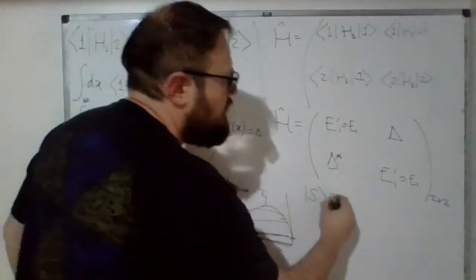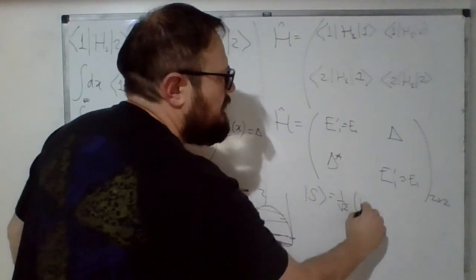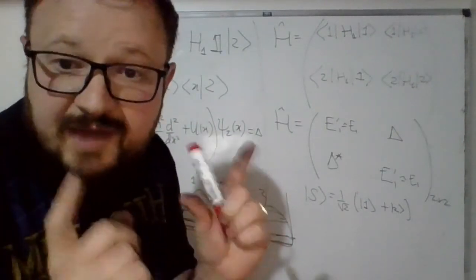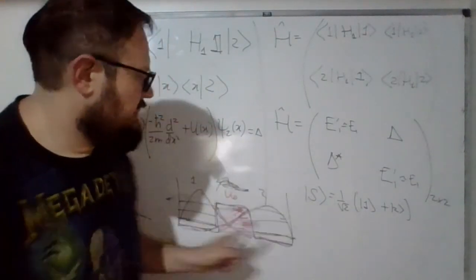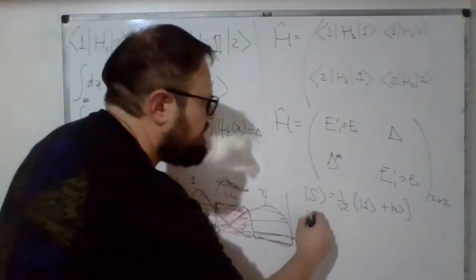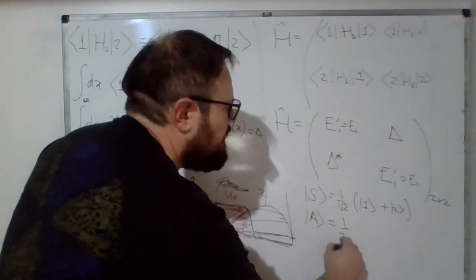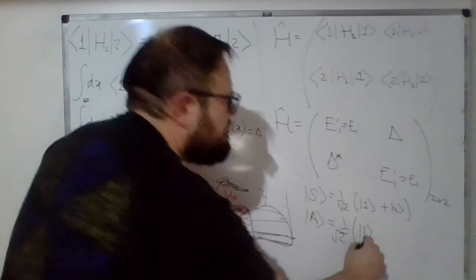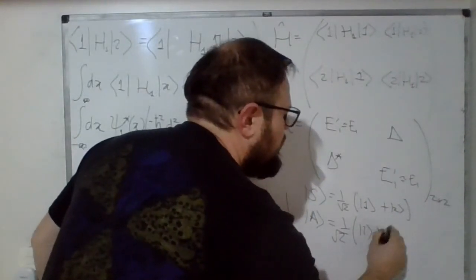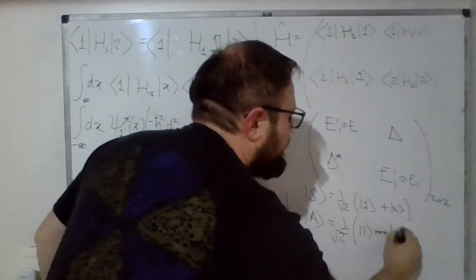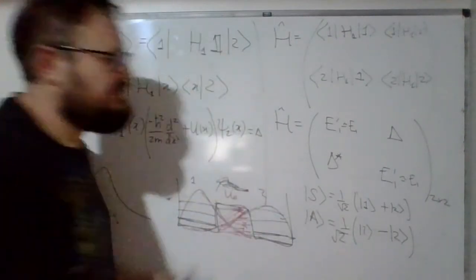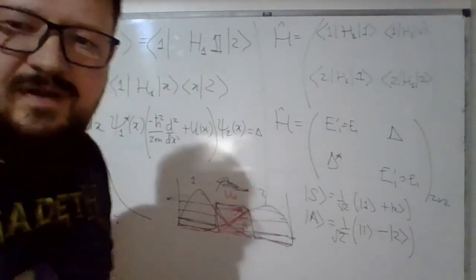The symmetric state will be 1 over square root of 2, a probability in equal proportions, because both wells are exactly equal, of the particle being at this box and the particle being at this box. And the anti-symmetric state corresponds to the higher energy level, which is just this state here with a minus. This is a destructive interference.